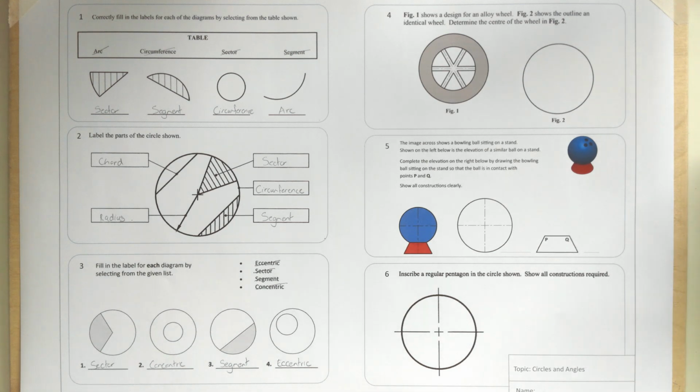Question 4. Figure 1 shows a design for an alloy wheel. Figure 2 shows the outline of an identical wheel. Determine the center of the wheel in figure 2. So they're only looking for the center point here.